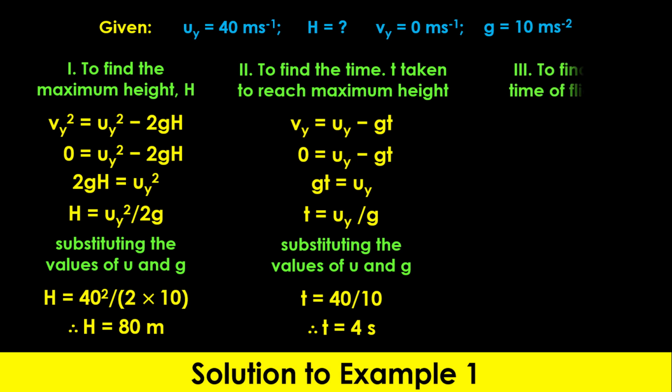To calculate the time of flight, we will just multiply the time taken to reach the maximum height by 2, since it is the total time it will take the tennis ball to get to that height and return to the ground. So that will give us 4 seconds times 2, which equals 8 seconds. It's now your turn.